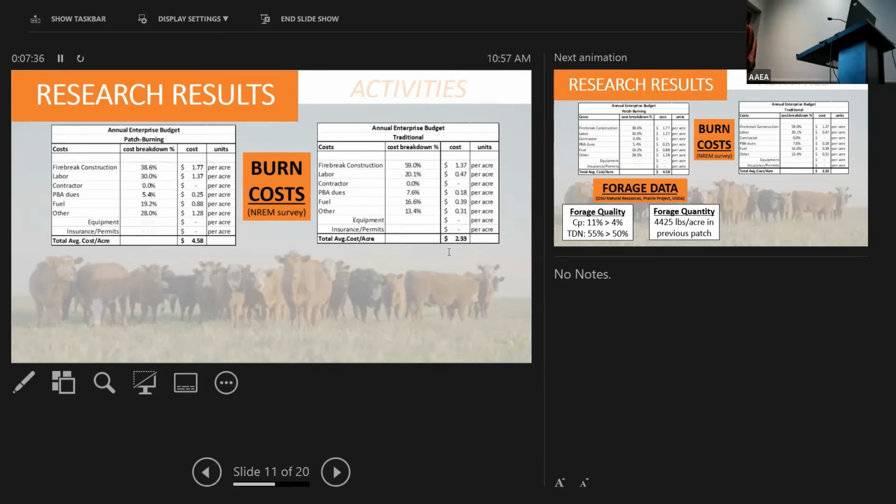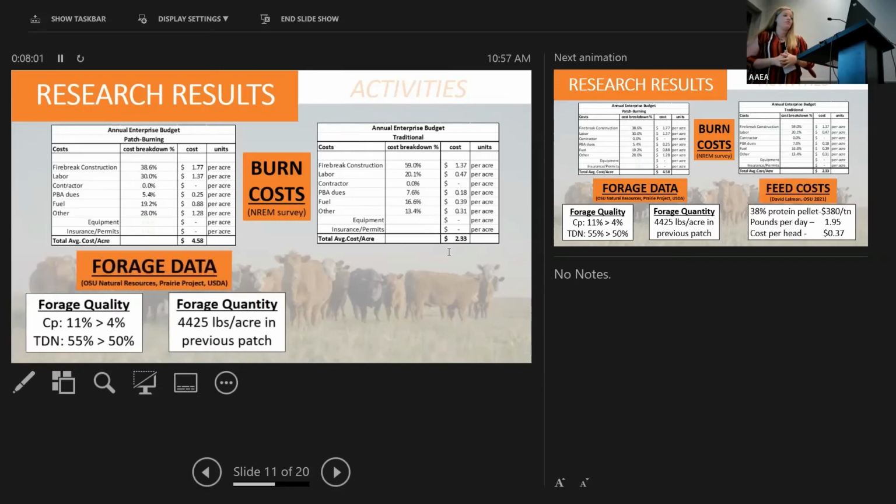And as you can see, patch burning does cost a little bit more than traditional, but talking about that a little bit, this is just the year 1 budget and estimated cost. So we anticipate that in year 2, 3, and ongoing years, those fire break construction costs as well as labor and fuel costs will decrease because you can burn into those recently burned areas, creating those natural fire breaks. So the cost of building those fire breaks will decrease.